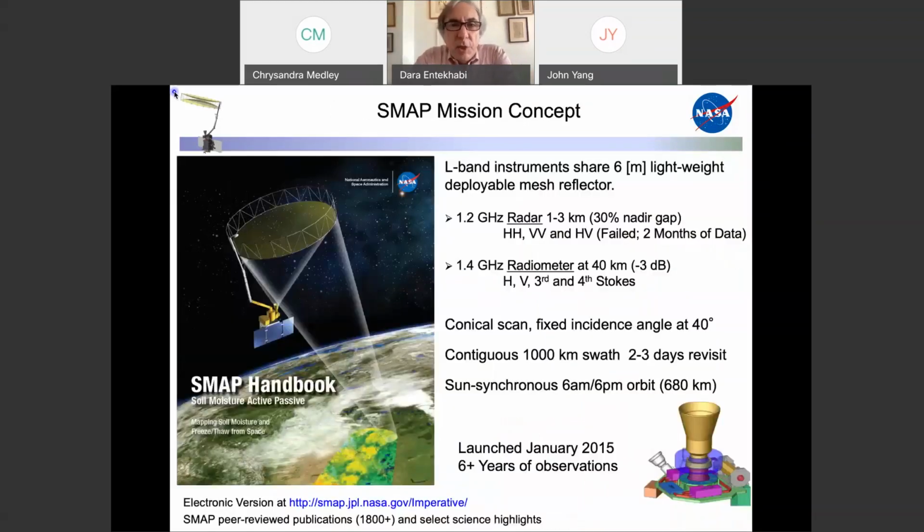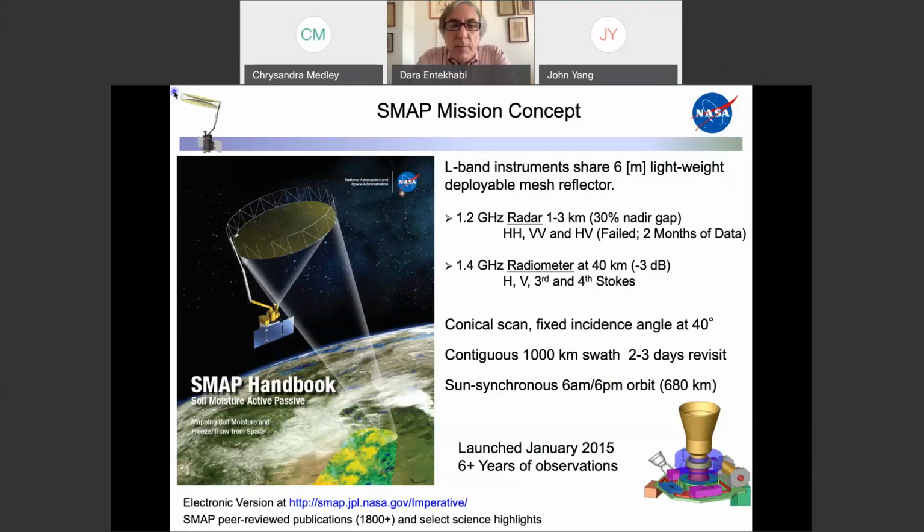So the SMAP mission, the Soil Moisture Active Passive mission, launched in January 2015. Now we have 6+ years of observations. It's a wealth of data, and many surprises came out of it. Namely, the quality of the data was much more accurate than we had anticipated, and it allowed us to do stuff that we hadn't planned on doing, as you'll see in a second.